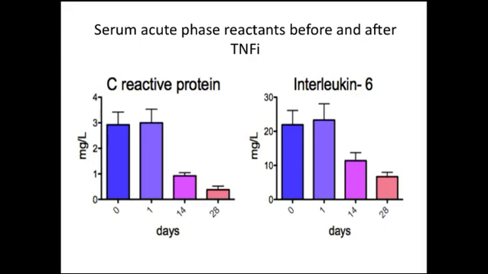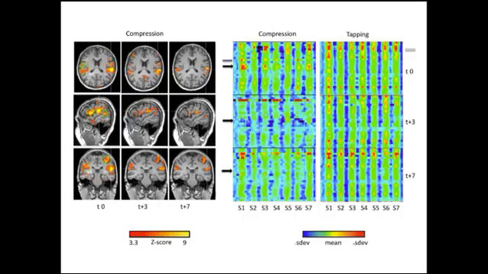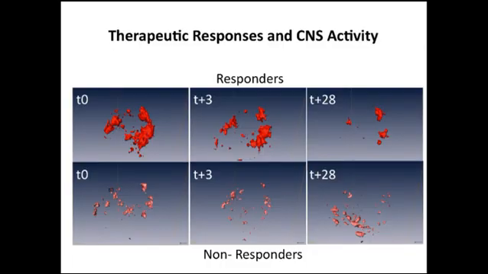Look at the C-reactive protein. After 1 day, it's the same. IL-6, which is the key inflammatory driver of C-reactive protein in the serum of these patients, is also not changed after 1 day of TNF blocker. Of course, later it changes, but the brain is, if you want, the fastest measure of response in patients with rheumatoid arthritis. I will skip this slide.